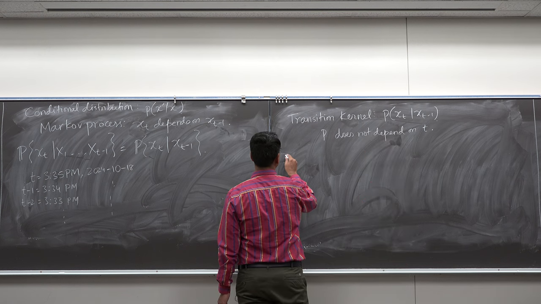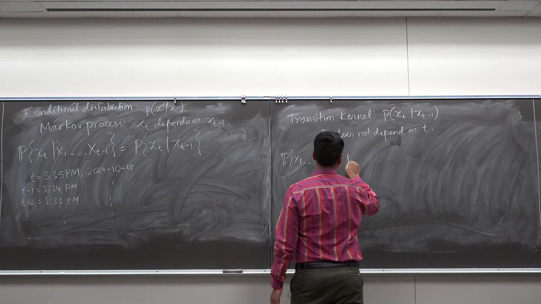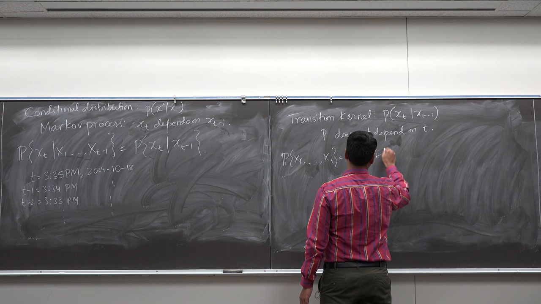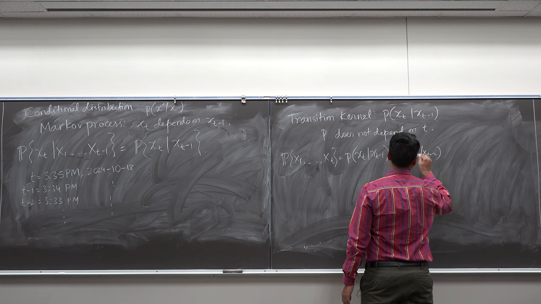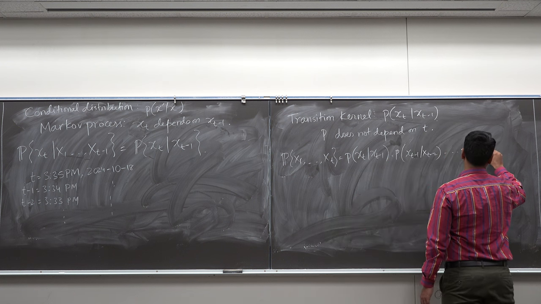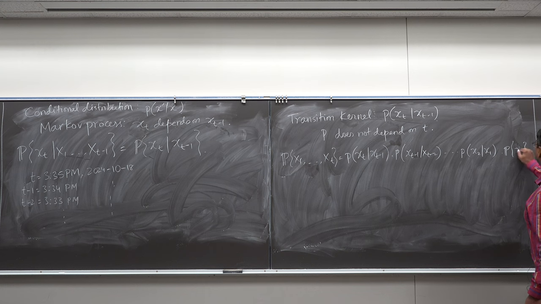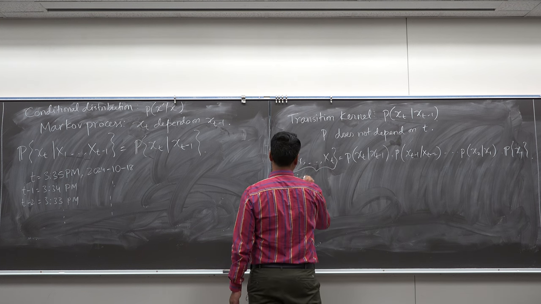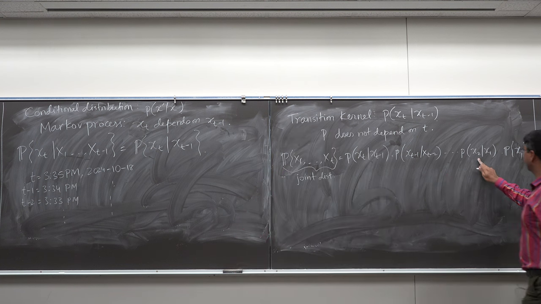Now, if you look at the probability distribution of x_1 to x_t, this is given by p of x_t given x_{t-1}, p of x_{t-1} given x_{t-2}, and so on down to p of x_2 given x_1, times the probability of x_1. This is the joint distribution. Each of these is a one-step conditional distribution, all of which gets multiplied times the distribution of the initial state.